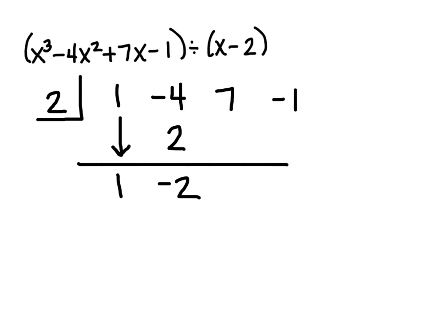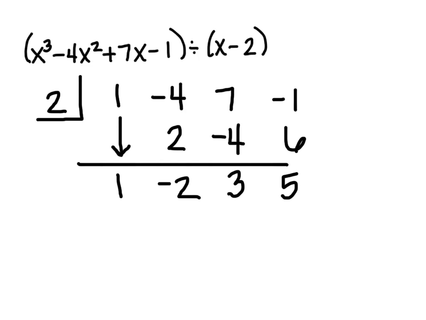From here, I want to do that multiplication. 2 times negative 2, and I'm going to put that answer in this spot over here. So 2 times negative 2 is going to give me negative 4, and then I'm going to add straight down. 7 minus 4 is going to give me 3. The last one I have to do is 2 times 3, and I'm going to put that answer over here. So 2 times 3 is going to give me 6. Last, I'm going to add straight down, which will give me 5.